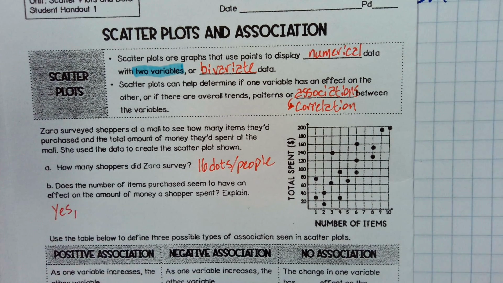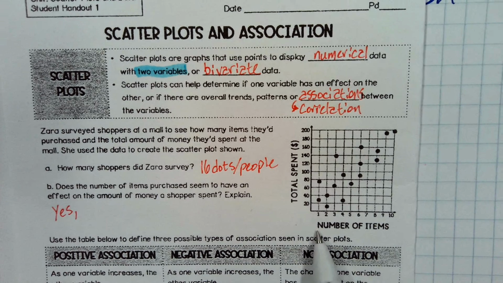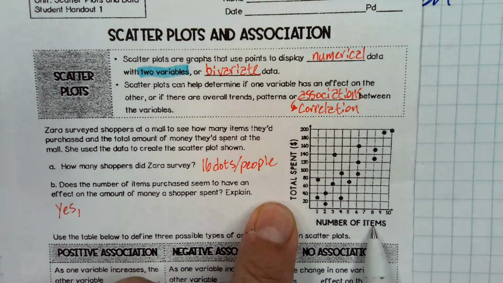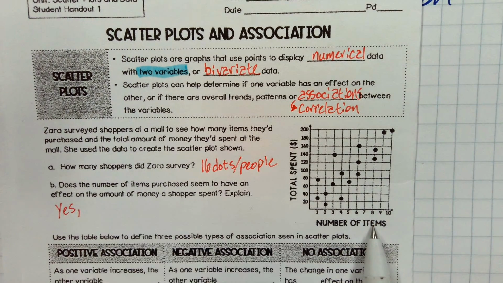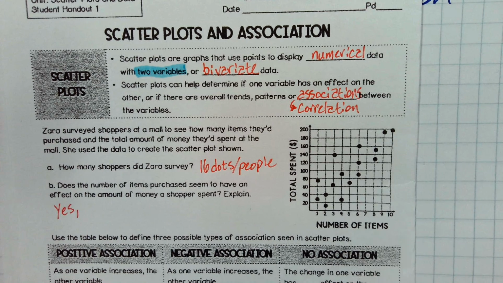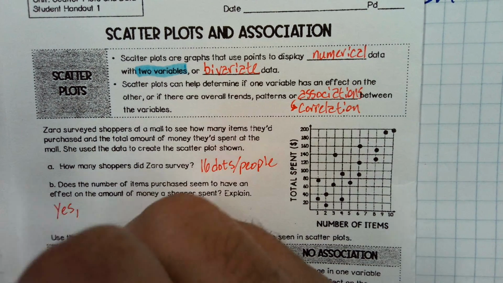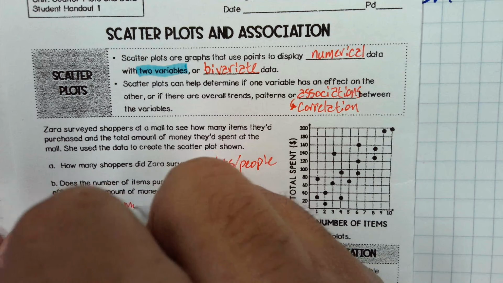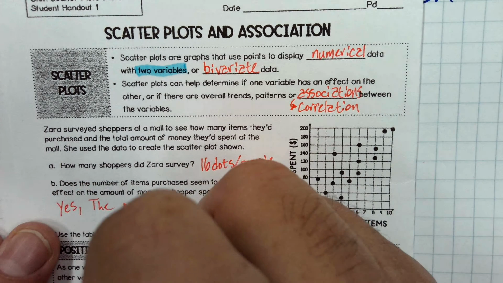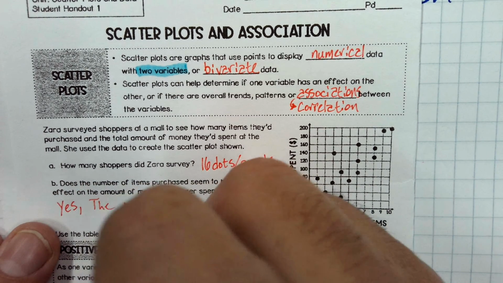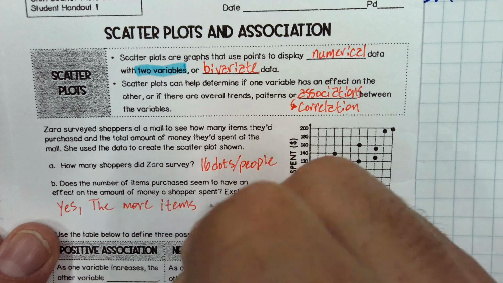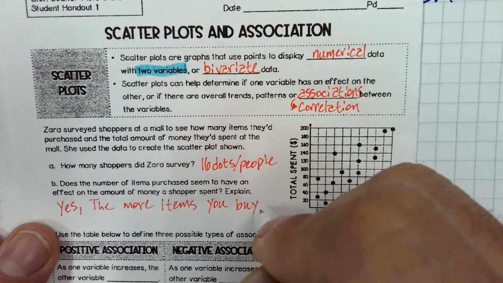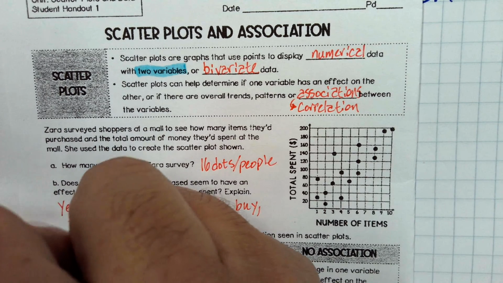So let's figure it out and finish off the sentence. The more items you purchase at the mall, how does it affect the amount you spend at the mall? The more money you spend. The more items you buy, the more money you spend. I mean, that makes sense.